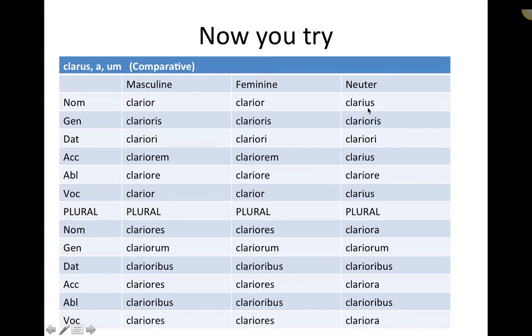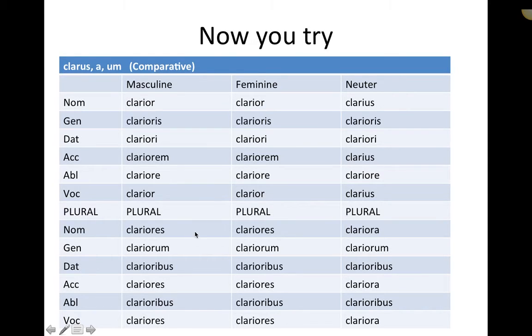Then notice when we get down to the genitive, you're taking the clarior, keeping that IOR on there, and then you add the is, which is your third declension noun ending. Then you have i in the dative. Then you have em and em for masculine and feminine accusative. Notice the IUS comes back in the accusative for neuter. Then we have the e all the way across for ablative, and then vocative just mirrors the nominative.